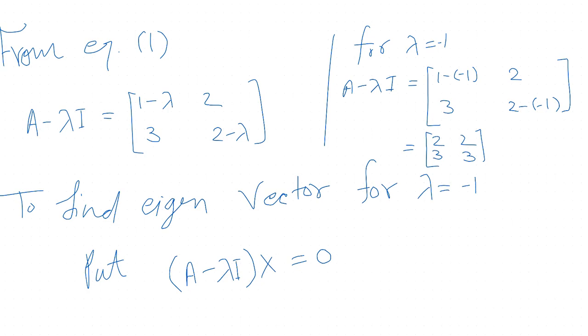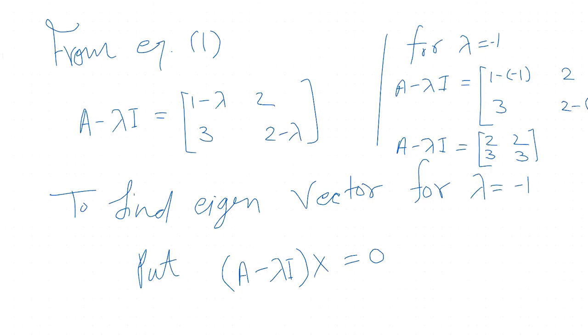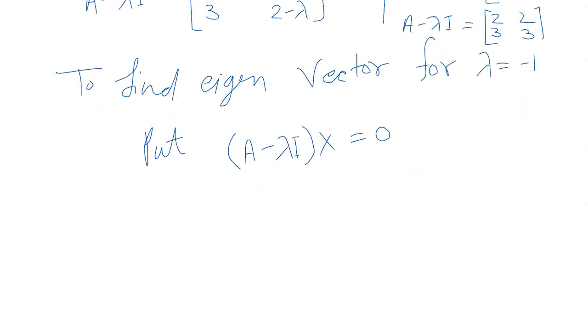You got from 1 and 4, lambda is equal to -1. You got? Yes, ma'am, I got. So let us put the value here. In the first row, you have both values 2, 2, and here you have 3, 3.